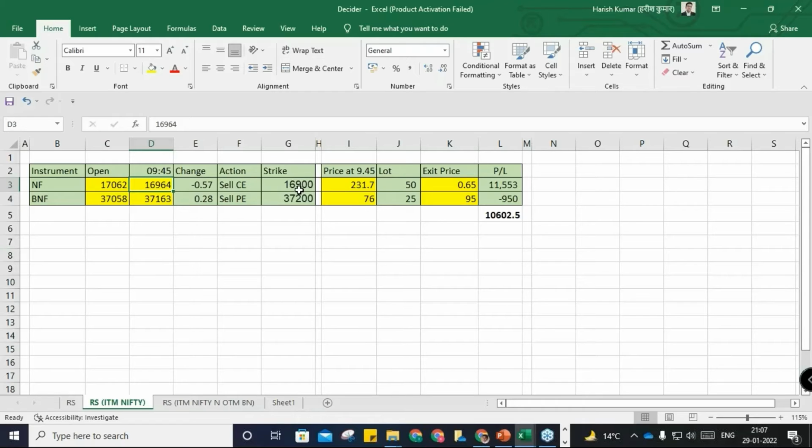But what I'm doing, I'm just going inside, I'm taking the first ITM, that is the ATM minus 50, this one, so that I can collect a better premium in case of Nifty. And in Bank Nifty, I'm doing the same thing as we were doing earlier. So this sheet is for ITM Nifty.